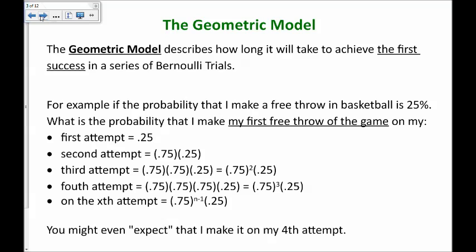Or the fourth attempt would be I'd have to miss it 3 times and then I'd make it. Or for the xth attempt, I would have to miss it n minus 1 times and then make it. Okay? So that kind of will help us derive a formula for the geometric model. Okay? We also might expect that I make it on my 4th attempt.